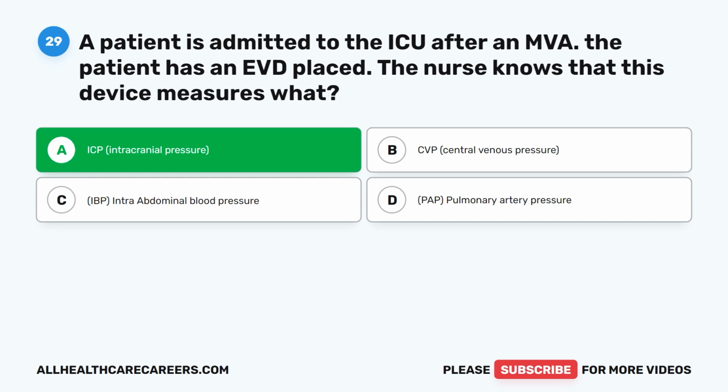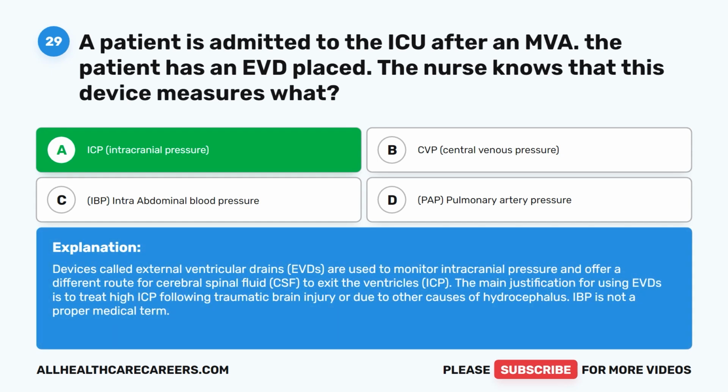ICP, intracranial pressure. Devices called external ventricular drains, EVDs, are used to monitor intracranial pressure and offer a different route for cerebral spinal fluid, CSF, to exit the ventricles. The main justification for using EVDs is to treat high ICP following traumatic brain injury or due to other causes of hydrocephalus. IBP is not a proper medical term.